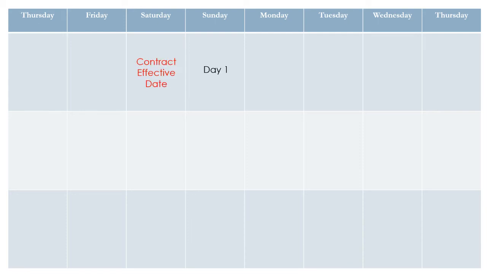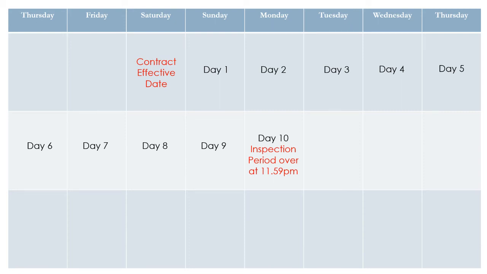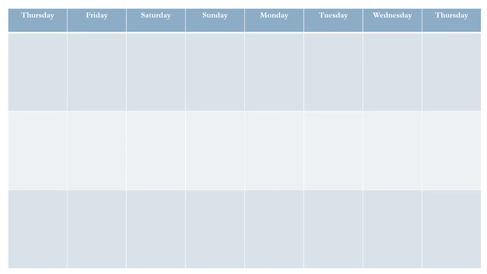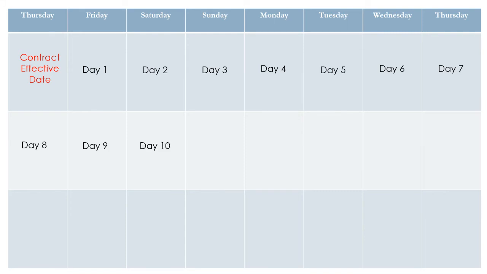Okay, so the same is true with inspection periods. Say your contract effective date is on a Saturday, so day 1 is the Sunday, and you have a 10-day inspection period, for example. So now your inspection period is over at 11:59 p.m. on the 10th day. Okay, now say your contract is on the Thursday, which means that your 10-day inspection period ends on the Saturday. So the Sunday is an extra day, you get that too. And then Monday happens to be Christmas Day, so now your inspection period is not over until 5 p.m. on the Tuesday.